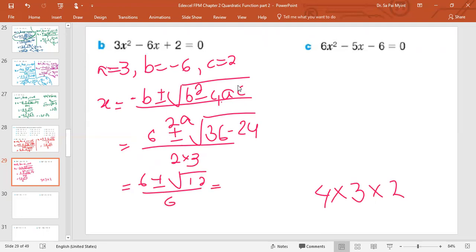Okay, you can simplify this. 6 plus or minus square root of 12. What do you get? 2 root 3, divided by 6. What is your solution? 1 plus or minus root 3 over 3. This is the solution for 2B.